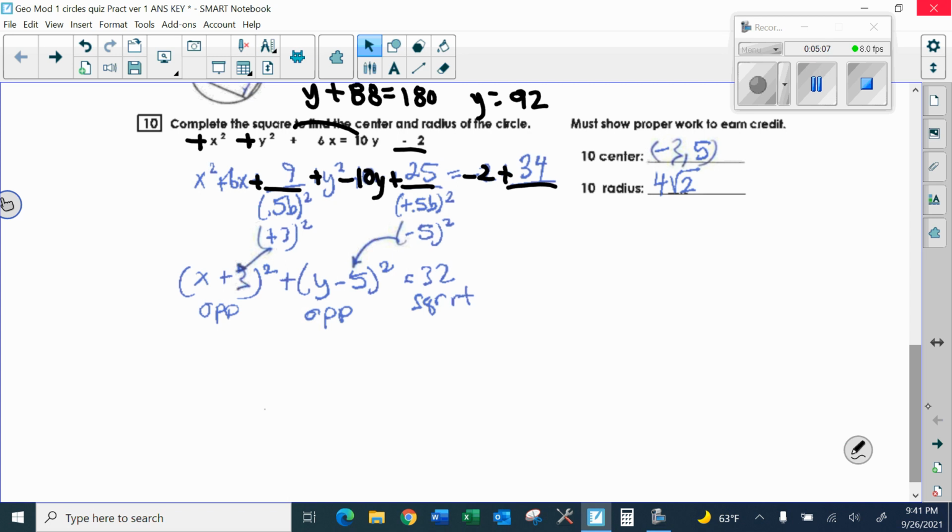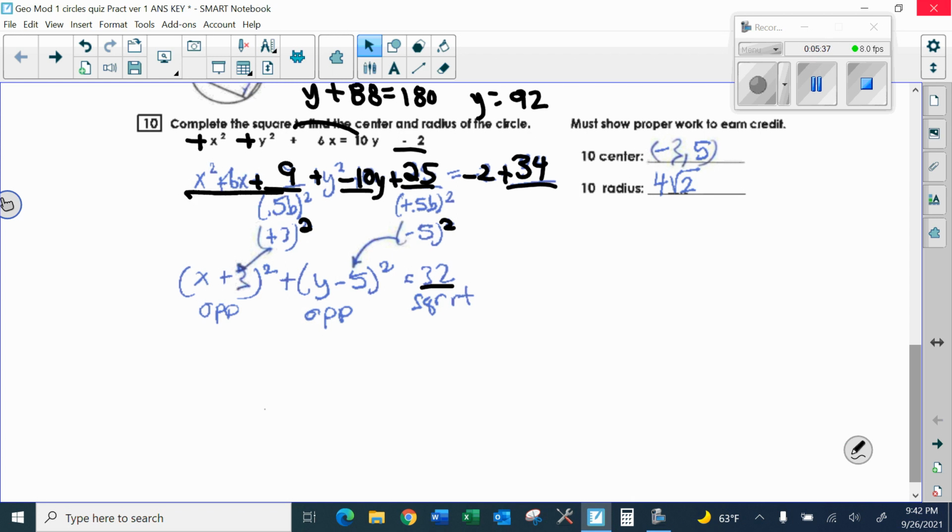And how do I get my c there? It's half of b. Remember, the coefficient of x is b, so half of +6 is +3. Squared is 9. Half of b, so that's -5. Half of -10 is -5. Squared is 25. So I added 34 to the left side of the equal sign, so I must add 34 to the right side of the equal sign. 34 minus 2 is 32.